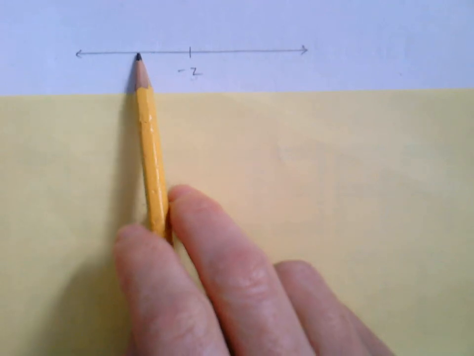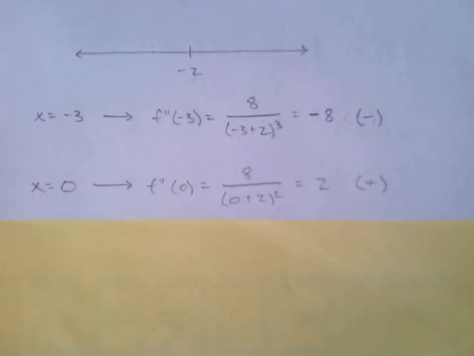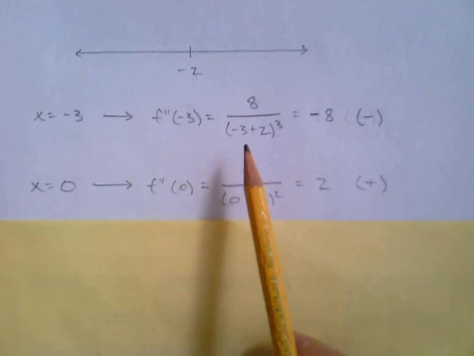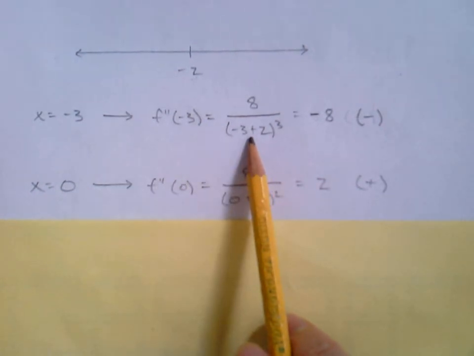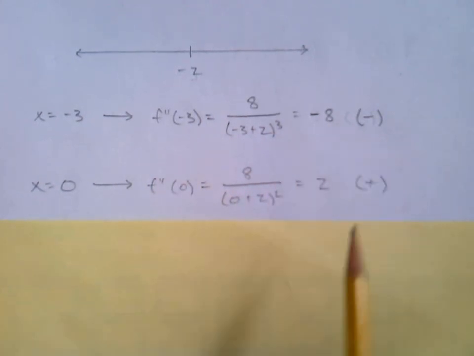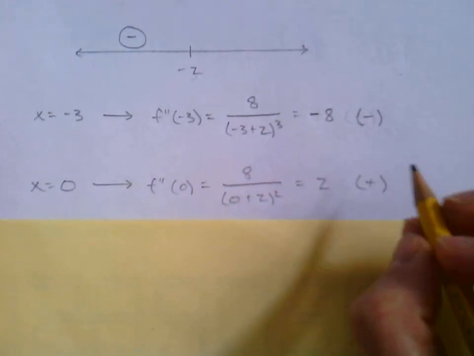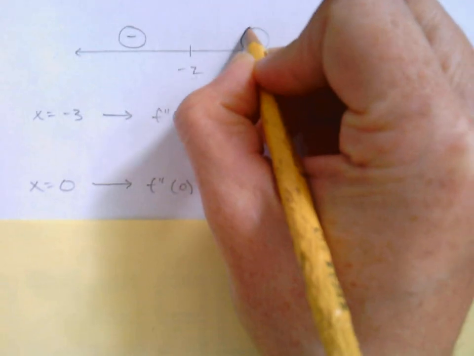So all we got to do is test a value on either side. I'm going to pick negative 3. And I decided to just go ahead and pick 0 for the right side. Why not? When I put in negative 3, I got negative 8 in my second derivative. So I take that negative, right? When I plugged in 0, I got positive 2. So I'll put a big plus sign there.